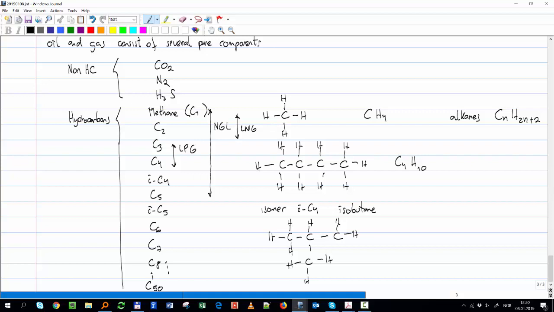So if we have all of these components in the crude, how do we know? Each crude will be different. Each well, each reservoir will be made of different proportions of these components. Maybe one field will have a lot of methane, one field will have a lot of C6, one field will have a lot of C7. So how do we characterize the hydrocarbon mixture? The oil and gas are characterized by their molecular composition.